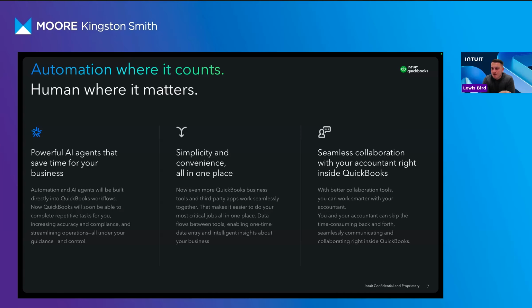And then finally, seamless collaboration. Obviously your accountant is really important to you, and that time-consuming email back and forth is really slowing you down, but also just not making it as easy for you to communicate with the trusted experts that you've chosen to work with.